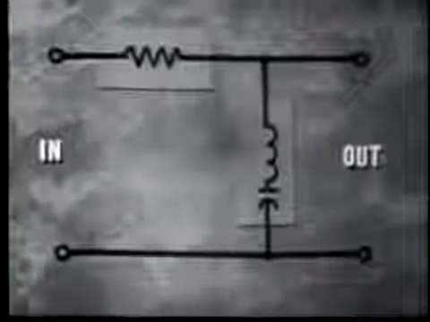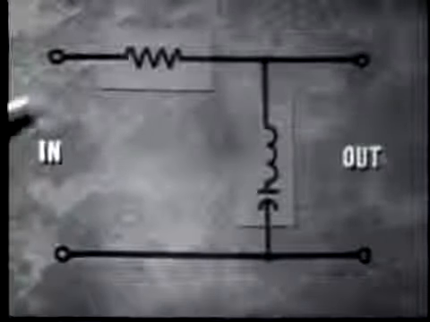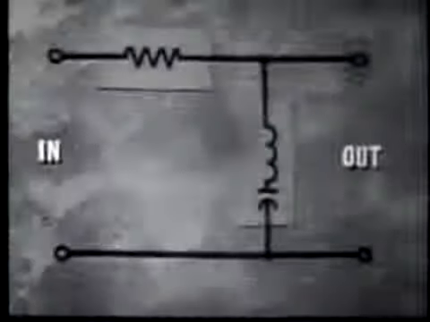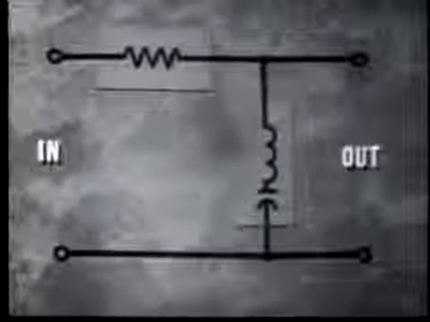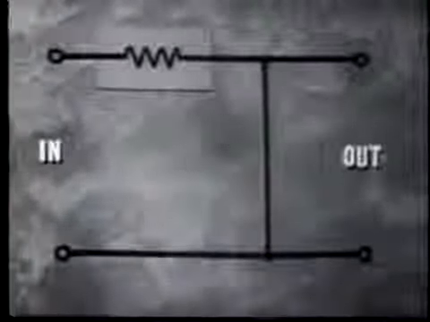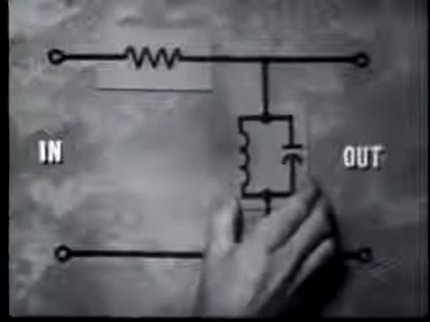Remember, there are two basic positions for component placement in a filter circuit: the series position and the shunt position. Now we'll start by placing the parallel tank in the shunt position. Okay, we'll remove the series tank and replace that with the parallel tank.